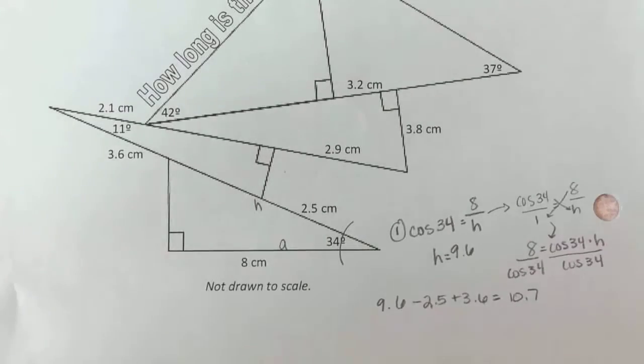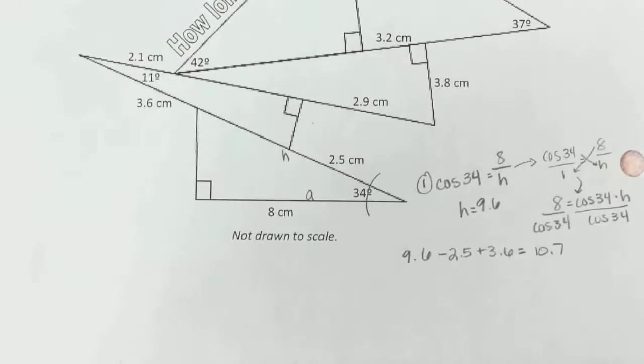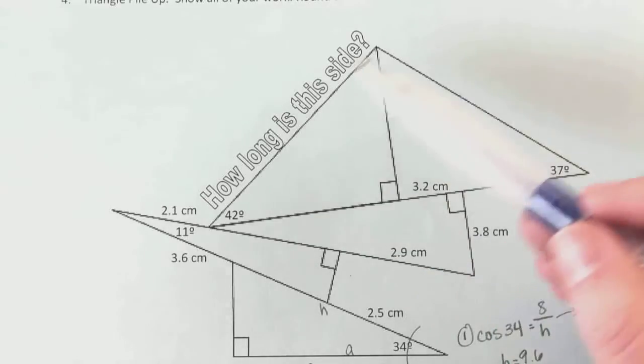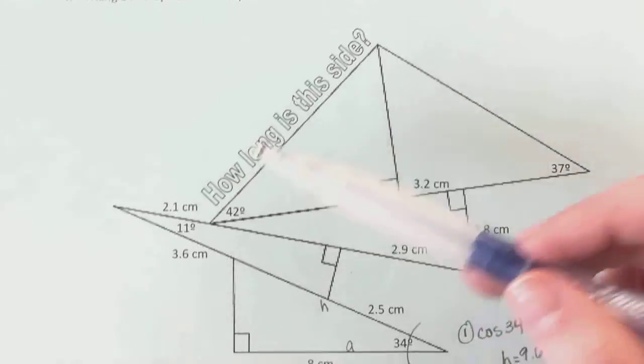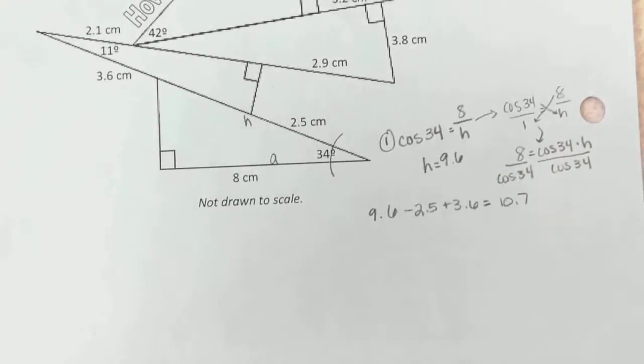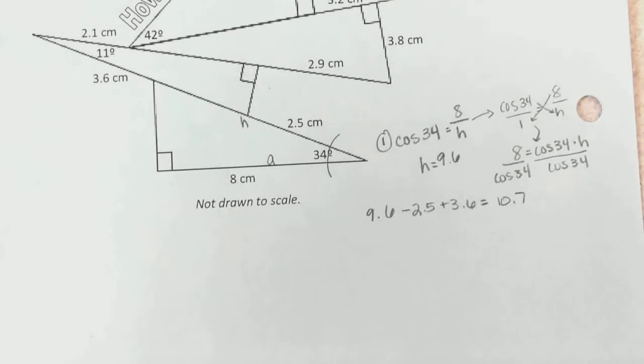Okay, so in this problem, you have to use trig. You have to use SOHCAHTOA to solve for this missing side. You have to start at the bottom and work your way up. I've taken the liberty of already starting our first problem.